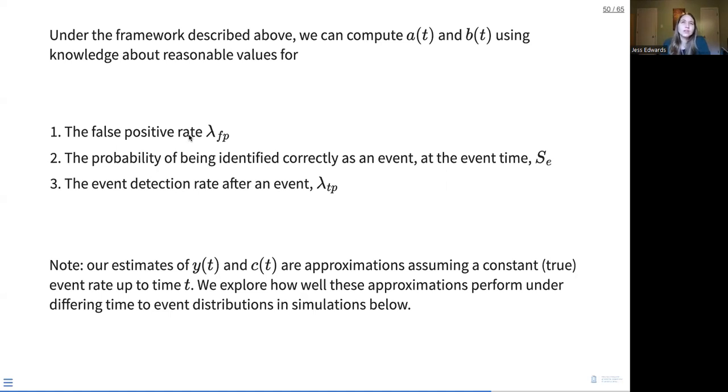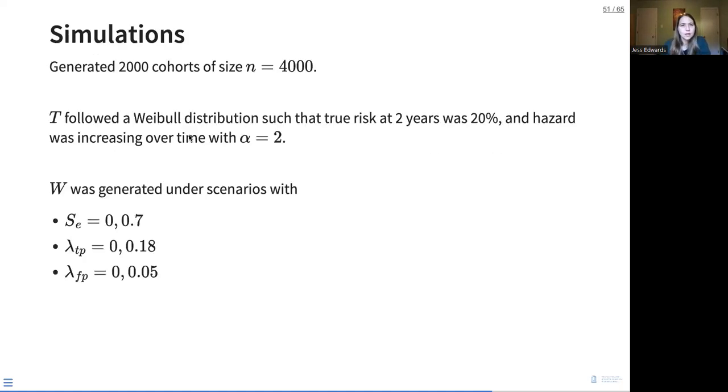We don't impose that assumption on our final risk function. We just use it to get y and t. So one thing I was interested in exploring in simulations is how well these approximations performed if the true time to the event distribution was not exponential. We were in settings with increasing or decreasing hazard functions.